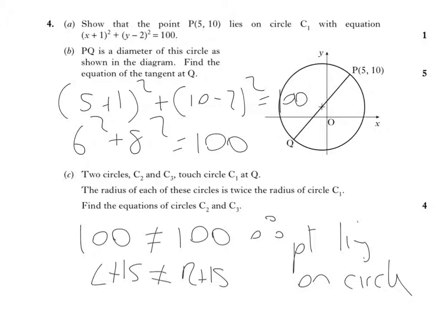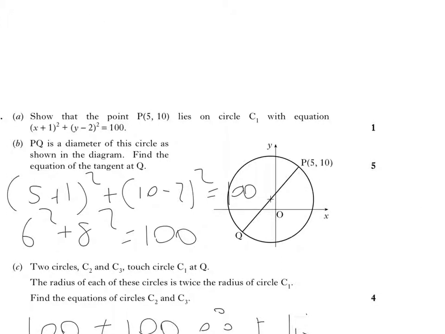Part B says PQ is the diameter of the circle, as shown in the diagram. Find the equation of the tangent at Q. So to find the equation of a tangent, it's a straight line, so I need a point and a gradient. I'm going to find first of all the point, which is Q. Now I can see that the circle centre is (−1, 2).